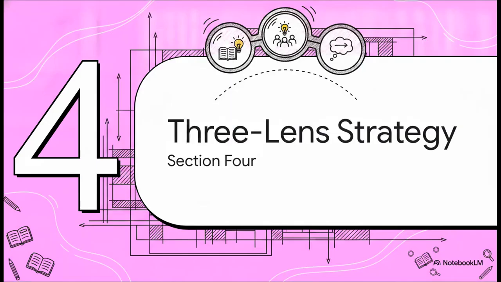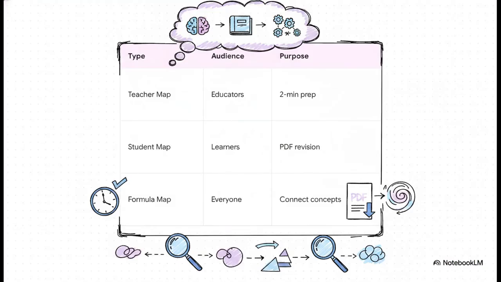Okay, Section 4. The three-lens strategy. And this brilliantly illustrates what is really the architectural heart of our teaching blueprint. It reveals a core truth: one size does not fit all. A single topic requires distinct visual perspectives. First, a teacher map, giving educators a quick bird's-eye view for a 2-minute prep before class. Then, a student map, completely tailored for revision that you can share as a PDF. And finally, a formula map. This ensures nobody, neither the teacher nor the student, is ever getting overwhelmed by the wrong type of info.